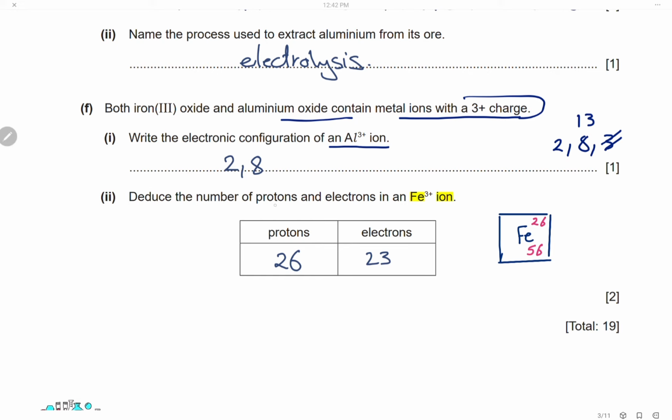Deduce the number of protons and electrons in the iron ion. Again, referring to the periodic table, the atomic number for iron is 26, so the number of protons in iron is 26, and because it has a +3 charge, that means it loses 3 electrons, so the number of electrons will be less than the number of protons by 3, so we will have 23 electrons.